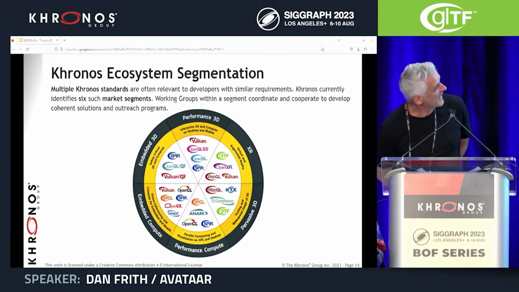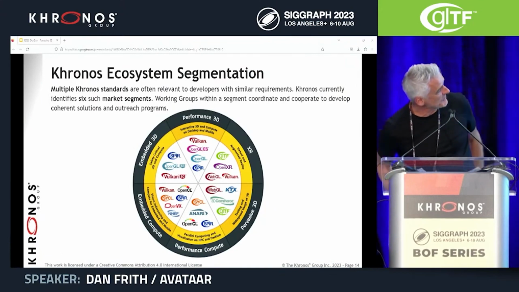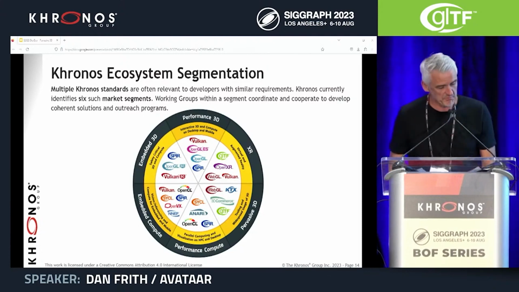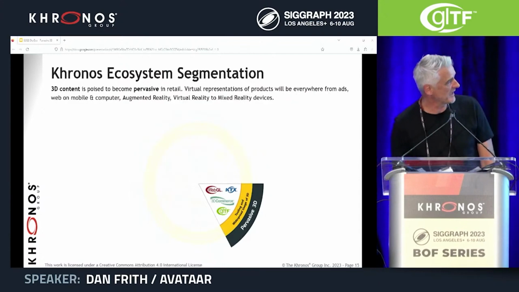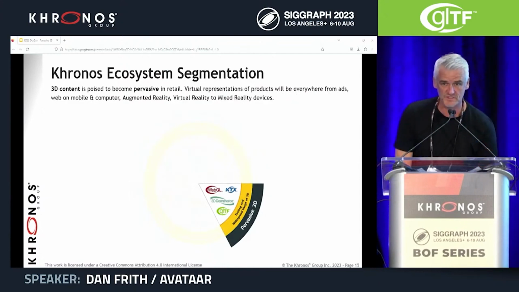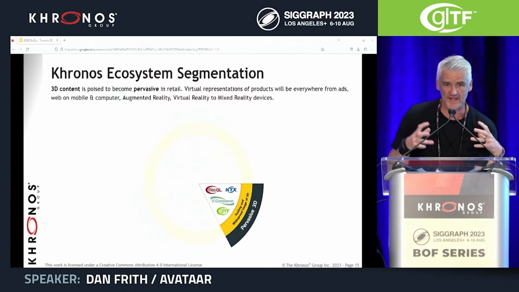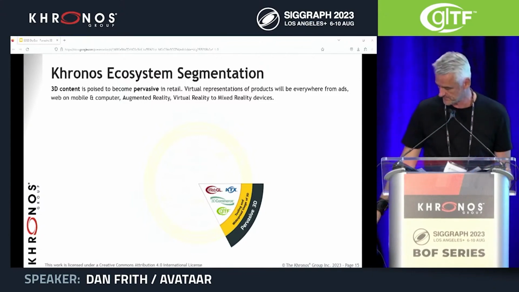Right, sorry. So the Khronos ecosystem has different segmentations. There are multiple Khronos standards that are all relevant to developers with similar requirements. But today I'm going to focus on the pervasive 3D segment, which is where glTF and 3D Commerce and WebGL and KTX all reside. And this is to do with how glTF is used in that section.